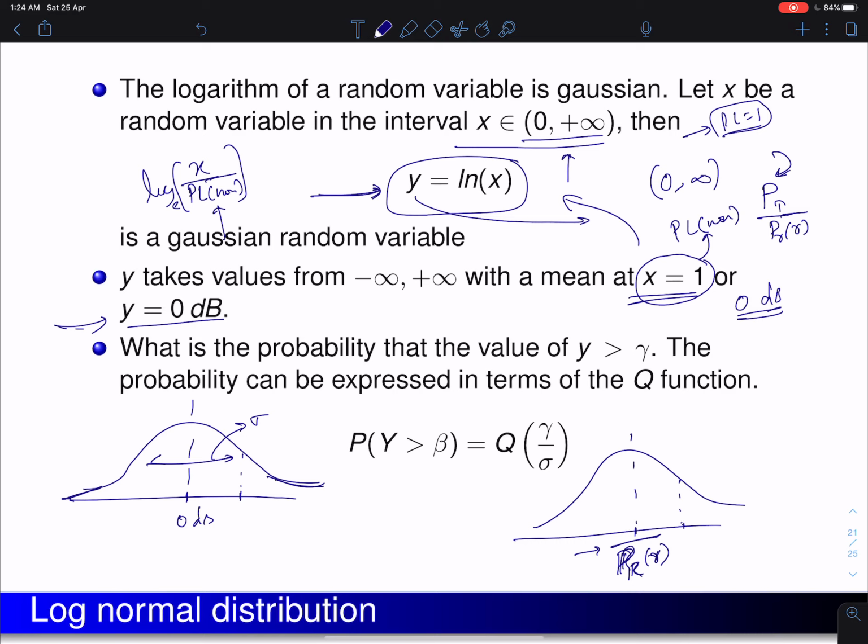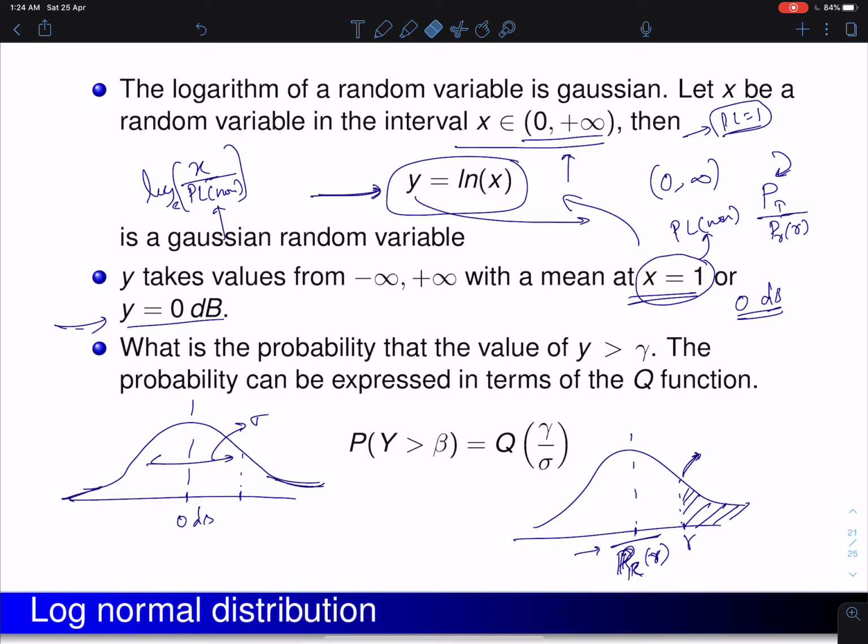And what is the probability it is greater than gamma? That's what we are more interested in finding. It should be greater than some threshold, and that threshold should be more than your cellular phone sensitivity. That's what we are interested in finding out.